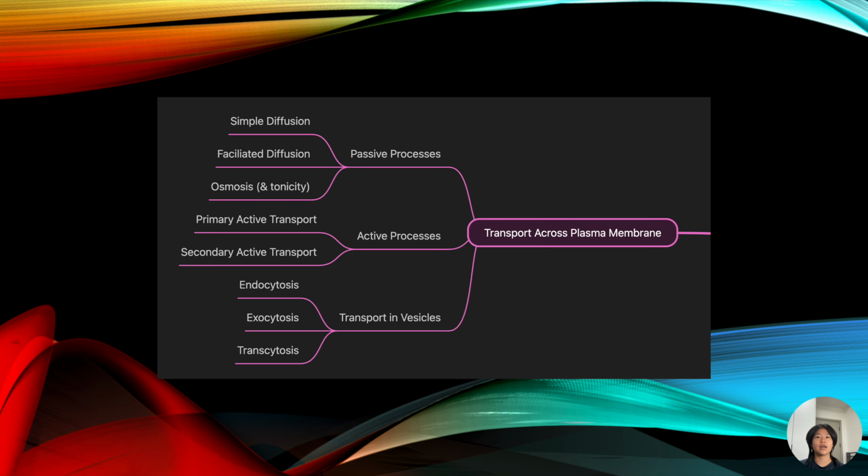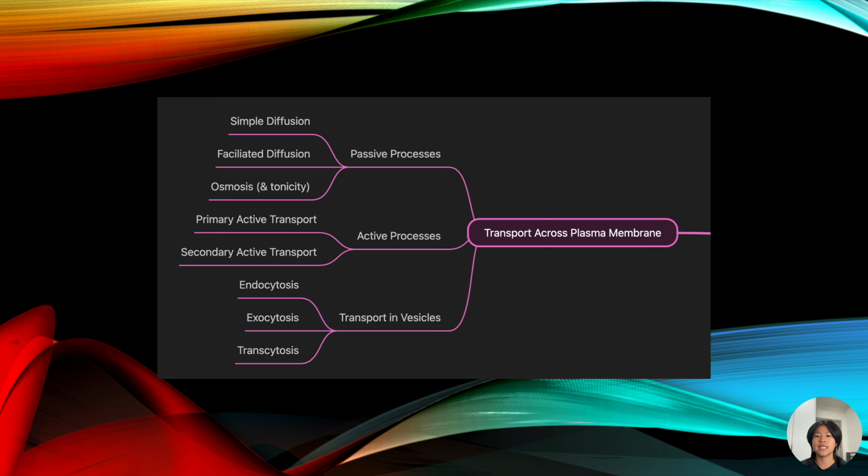Moving on, let's talk about transport across the plasma membrane. As we talked about, the plasma membrane is a barrier that surrounds the whole cell and keeps it separate from the outside environment. So how are molecules supposed to move through? Because a cell cannot sustain itself.